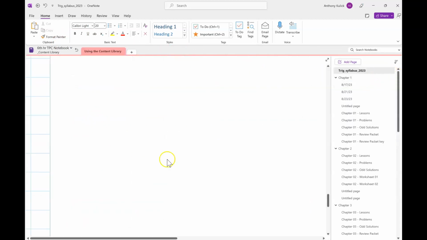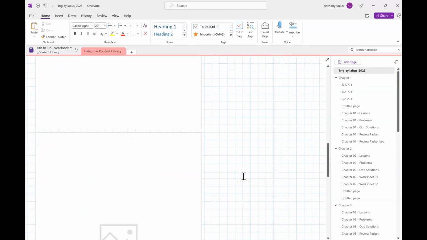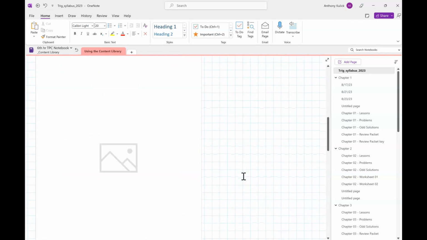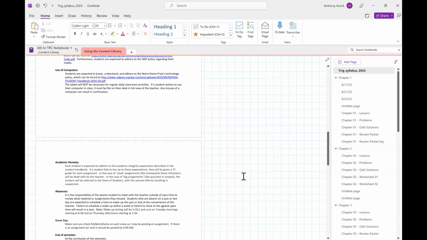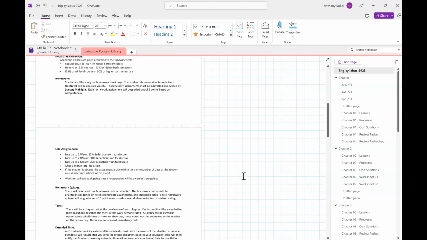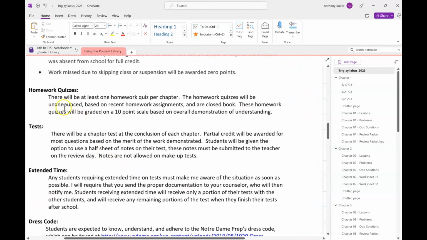So, a reminder, going back to the syllabus. Here I want to point something out to us. Oh my gosh, OneNote, hurry up. Homework quizzes: there will be at least one quiz per chapter. The homework quizzes will be unannounced, based on recent homework assignments and closed book. Graded on a 10-point scale based on overall demonstration of understanding.